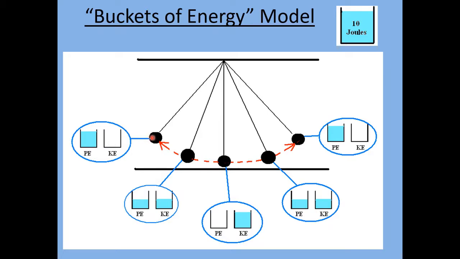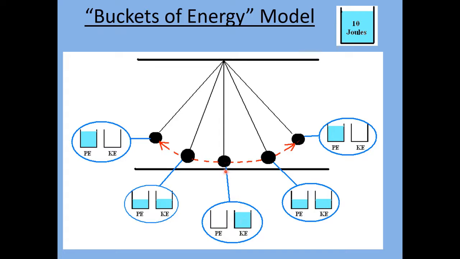What happens as the pendulum starts to swing down is it starts to lose potential energy because it's dropping in height. However, it's speeding up because its velocity is increasing as it falls and swings. So what this means is we're taking some of this energy out of this bucket and we're pouring it into the kinetic energy bucket. So when it's halfway down, each bucket is half filled and there's 5 joules of energy in each bucket. As the pendulum keeps swinging to the bottom, we take this remaining 5 joules here in the potential energy bucket and we pour it into our kinetic energy container.